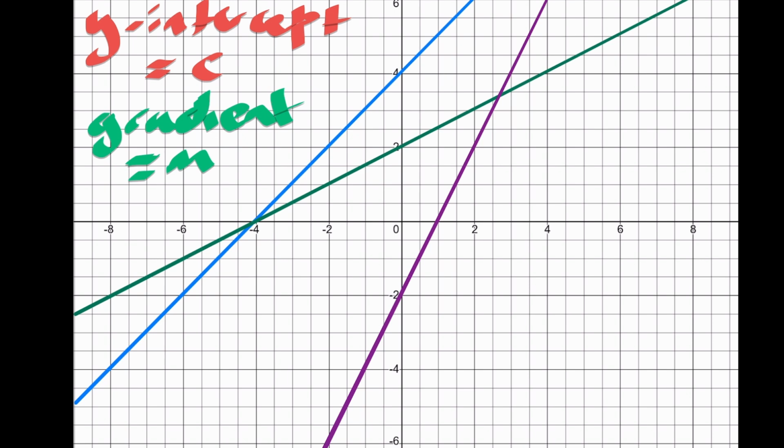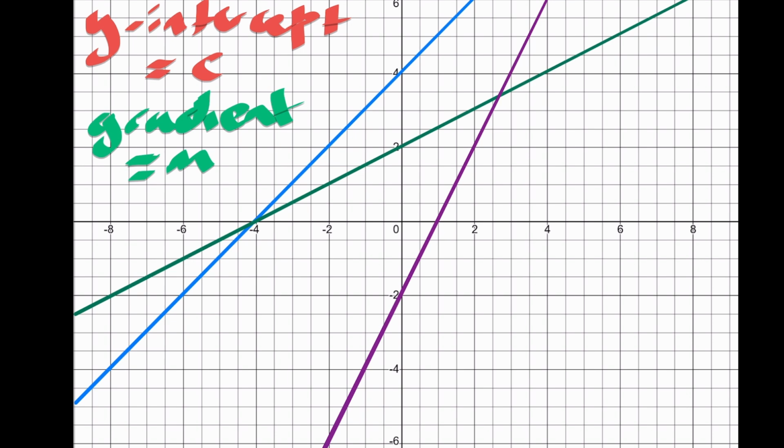So the y-intercept is where the line crosses the y-axis, which is the one that goes up the vertical center of your axes, and that is often given the letter C. And the gradient itself, that's how steep the line is, is often given the letter M. Okay, let's have a look at our examples on the screen though.